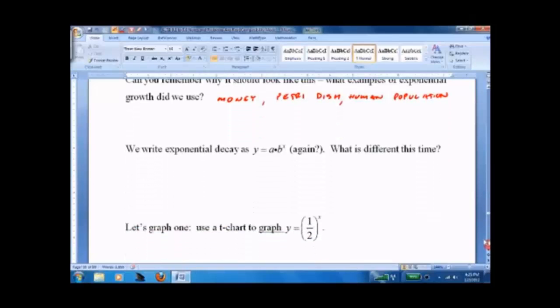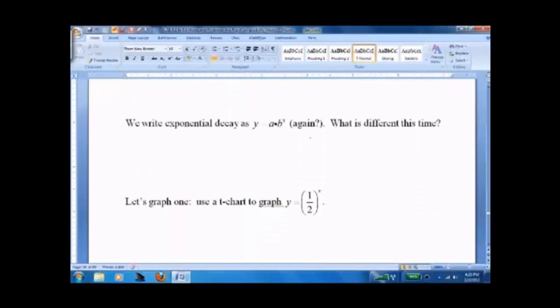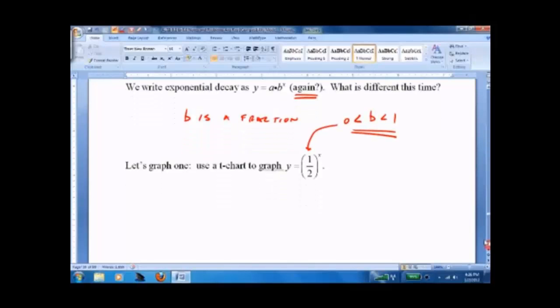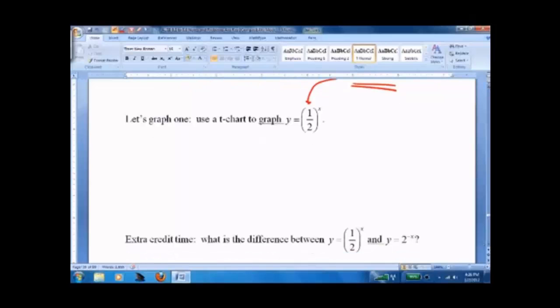And we'll do the math first. So y equals a times b to the x. It's the same exact thing. Yes, again. But the b is a fraction. It's a positive fraction, so it's greater than 0, but less than 1, like 1/2. So let's graph one using a t-chart.